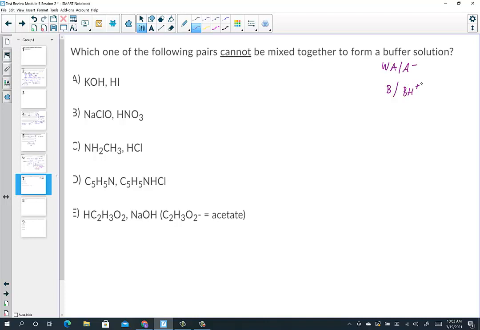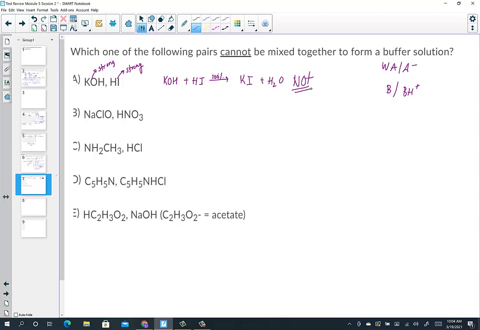In letter A, KOH with HI, do you notice that both of these are strong? Yeah, so right off the bat, a strong base with a strong acid. If I add these together, a strong versus strong, 100% forms products. I'd have potassium iodide and water. Acid plus base makes salt and water. Clearly, I do not see conjugate pairs, so this is not a buffered solution.